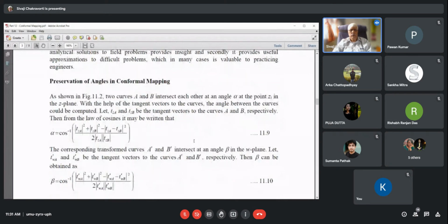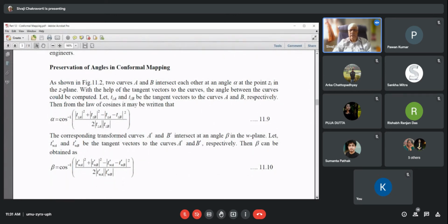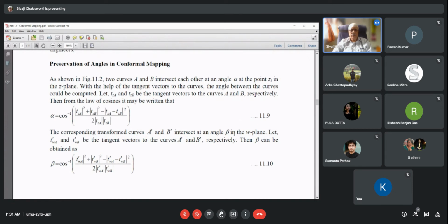Now, this can be proved mathematically. Whatever I am telling you about this isogonic property, some of you who like mathematics will like it, and for those who don't like mathematics, it might be problematic.